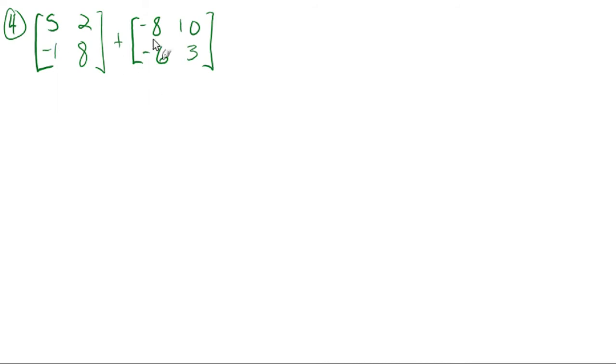But if I asked you to add these two together, and I've done this many times with many students, I don't think I've ever gotten an incorrect answer, because it's a pretty straightforward thing that you would just kind of assume you would do, and you would be right to say that I'll just take 5 and add -8. Just the things that are in the same position in these two matrices, I'll put them together. So 5 plus -8 is -3, and 2 plus 10 is 12, and -1 plus -6 is -7, and 8 plus 3 is 11. And that's it. You've added two matrices together.